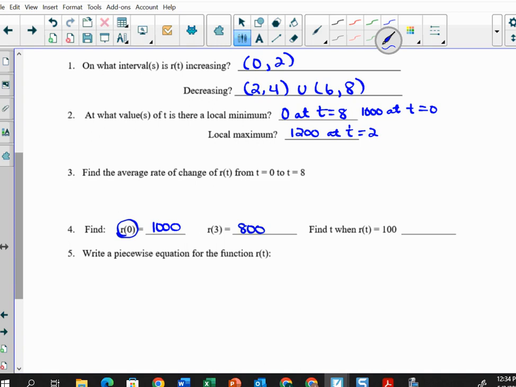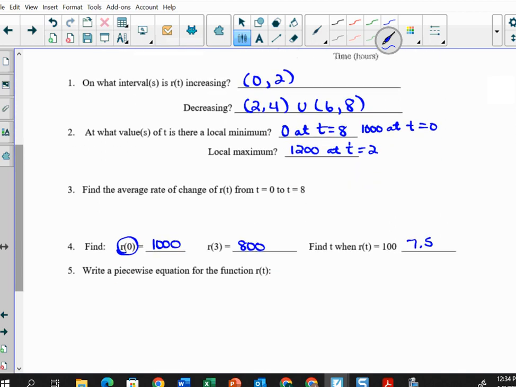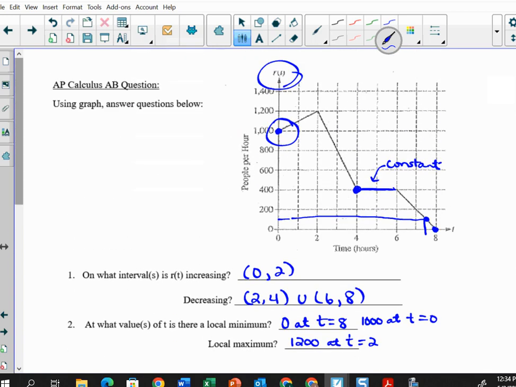Okay, then find t when r of t equals 100. What is that asking you to do? Okay, clearly you know, yeah. 7.5. You're just going to go to your graph and say, okay, when it's 100, that looks like that happens right there. To me, that looks like a t-value of 7.5. So you're just visually finding it from the graph. Okay. Questions? Okay, we're skipping the last one on this page too, so turn the page.